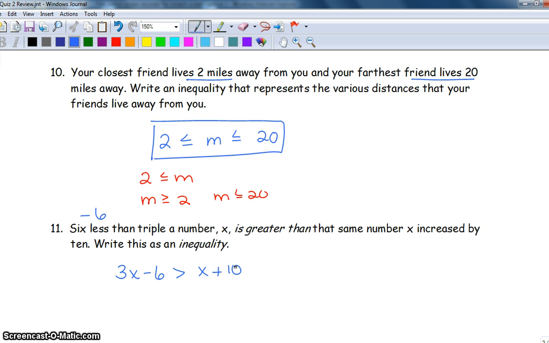And on your quiz, all you have to do is do this straight translation. You don't have to solve for x. All I want to see is that you know how to correctly translate words into the proper representation and mathematical symbols.